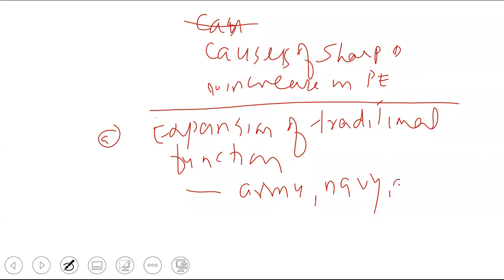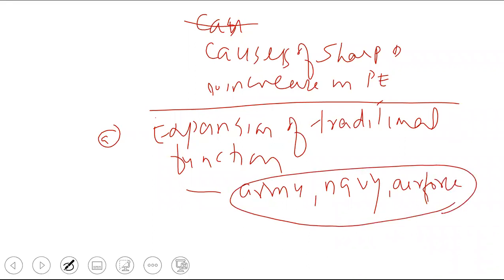Army, Navy, and Air Force. ये सब मेंटेन करना गवर्नमेंट का जॉब है. So automatically expenditure increases. So that is the first point.